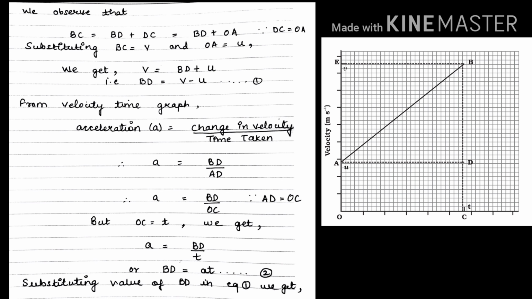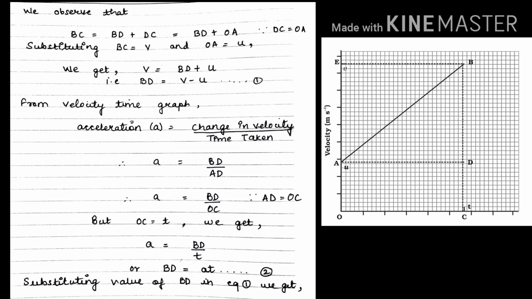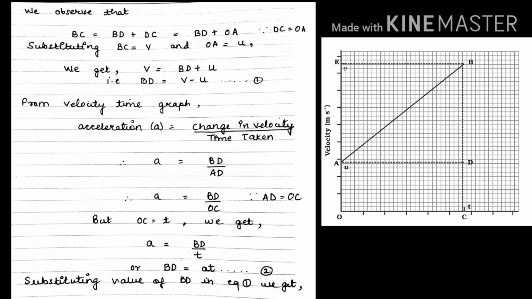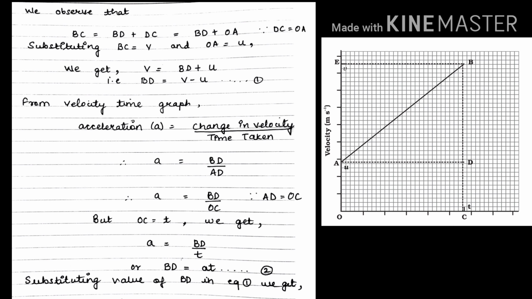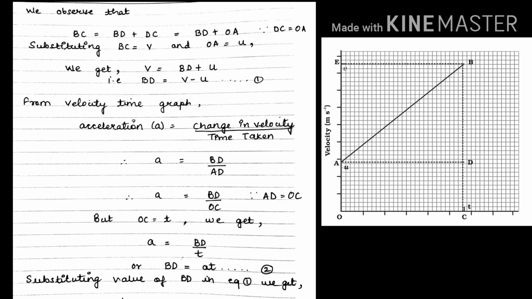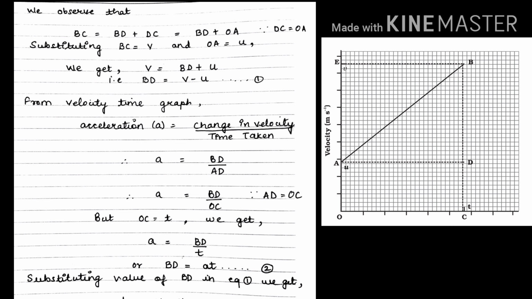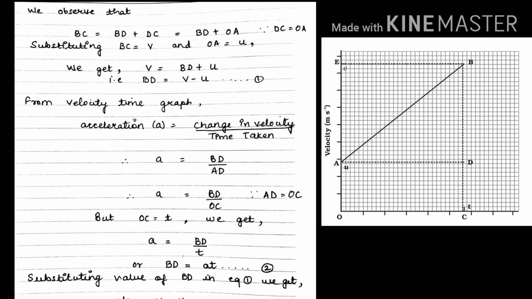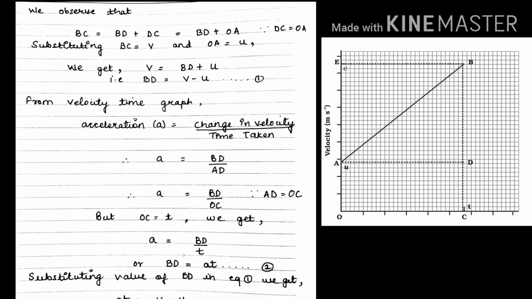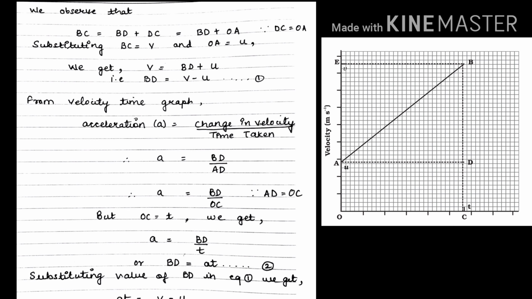Also, we observe from the graph that BC is representing the final velocity of the object and OA is representing the initial velocity of the object. Hence, substituting the values of BC and OA in the above equation, we get v equals BD plus u. Now, rearranging this equation, we get BD equals v minus u, which we will call equation number 1.